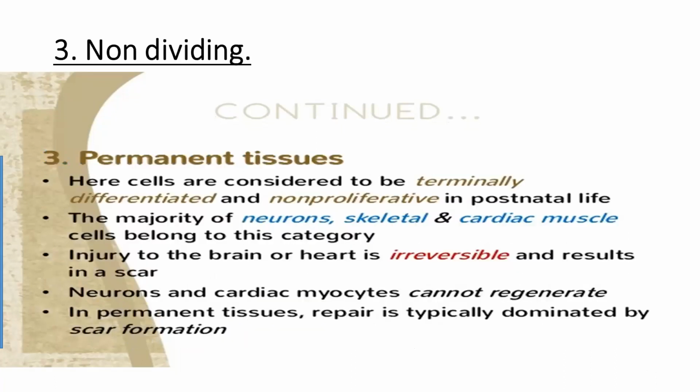The non-dividing or permanent cells are considered to be terminally differentiated and non-proliferative in postnatal life. The majority of neurons, skeletal, and cardiac muscle cells belong to this category. Injury to the brain or heart is irreversible and results in scar. Neurons and cardiac myocytes cannot regenerate, so permanent tissue repair is typically dominated by scar formation.